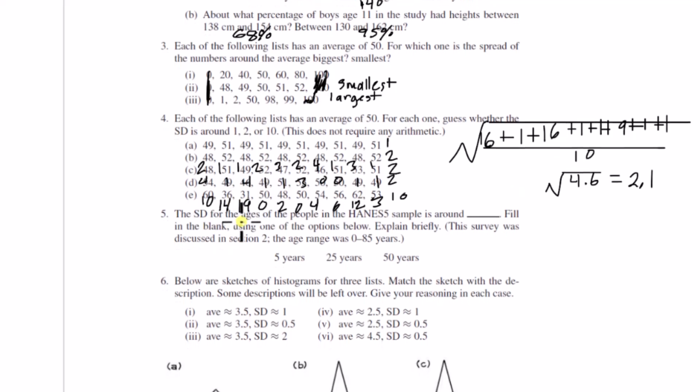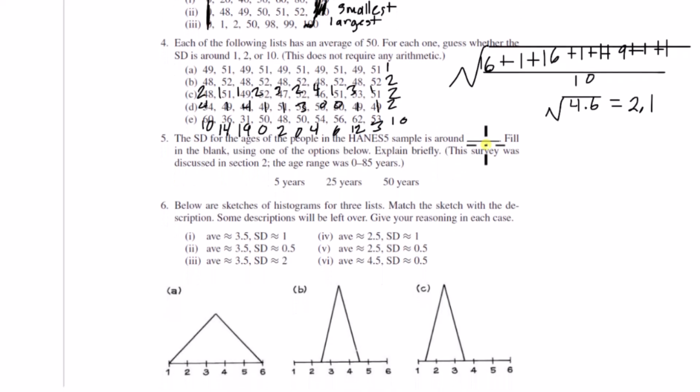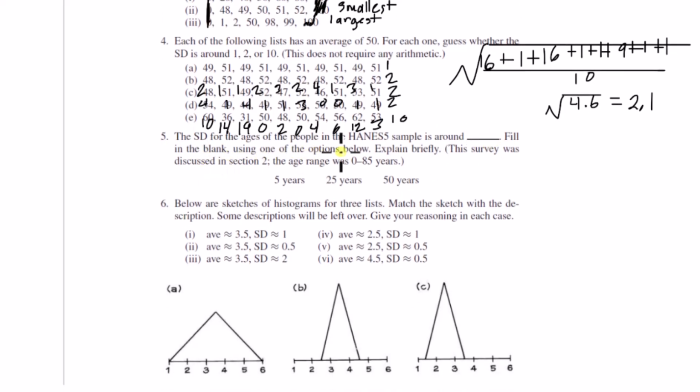Okay, the standard deviation for the ages of the people in the Haynes 5 sample is around what? Fill in the blank using one of the options below: 5, 25, or 50. For the ages of the people in the Haynes 5 sample. If we go back to section 2, they don't give us any data on the average age. So I guess they just want us to use common sense. I thought the ages were 18 and over, but I guess not.